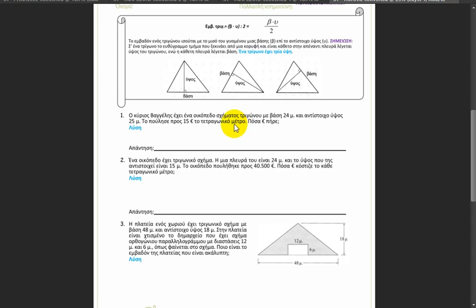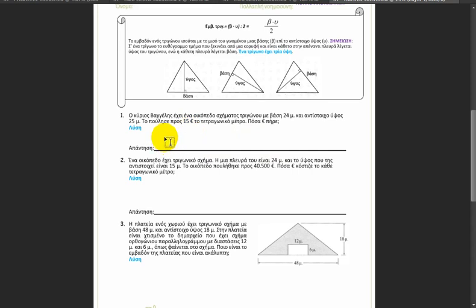So here in the first problem, we have a piece of land being sold. It's in the shape of a triangle, and it has a base of 24 meters and a height of 25 meters. And it was sold 15 euros for every square meter. So we're being asked how many euros did it cost. So we first need to find the area and then multiply whatever the area is by 15.